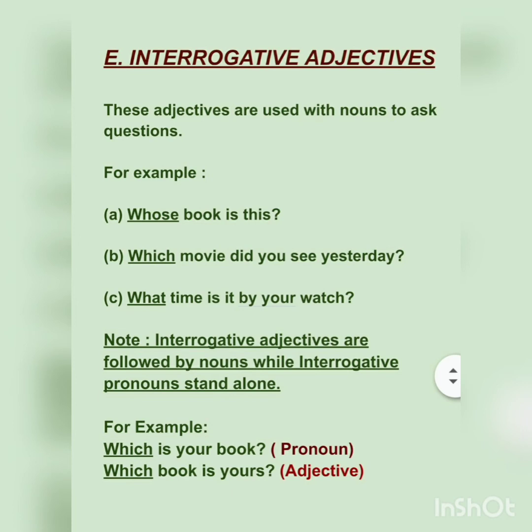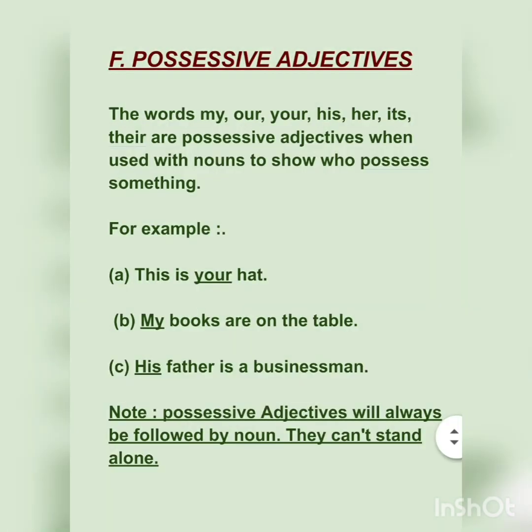For example, which is your book? Here the word which stands alone, इसके जस्ट बाद क्या आ रहा है? हेल्पिंग वर्ब आ रही है, नाउन नहीं आ रहा, तो यहाँ पे which क्या है? प्रोनाउन है. Which book is yours? अब यहाँ पे which के जस्ट बाद में क्या आ गया? Book आ गया. तो book क्या है? नाउन है, तो यहाँ पे which क्या बन जाएगा? एडजेक्टिव. अगर WH वर्ड के जस्ट बाद में नाउन या प्रोनाउन आ जाता है तो वो एडजेक्टिव बन जाएगा, और अगर नाउन या प्रोनाउन नहीं आता तो वो प्रोनाउन बन जाएगा.